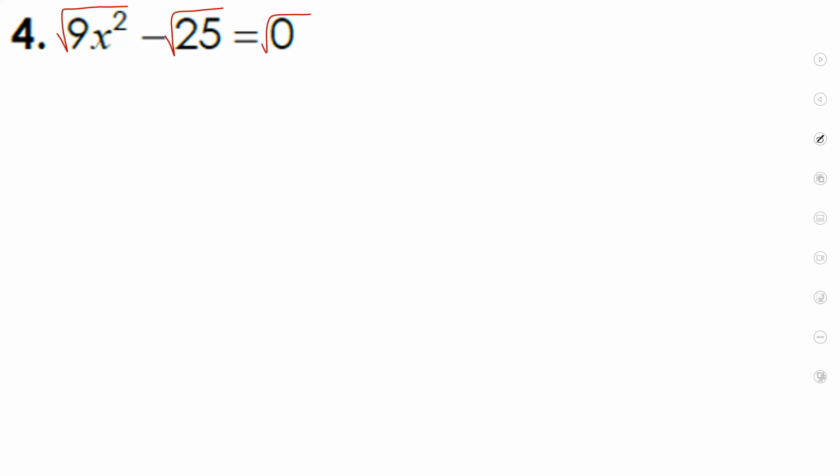So what is the square root of 9? 3. And the square root of x squared is just x. And what's the square root of 25? Okay, so now just make two of them and make one of them opposite. So I'll make this one plus 5. And the square root of 0 is just 0. So that's how I can rewrite this problem.